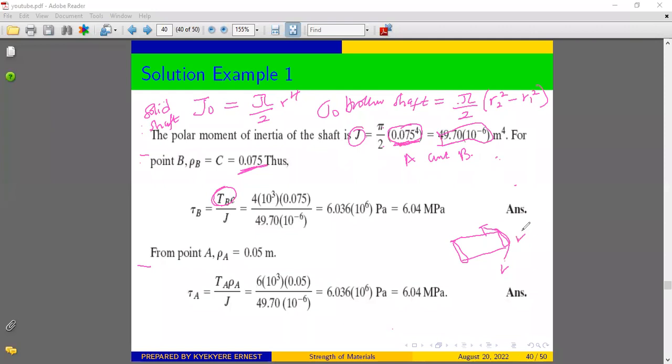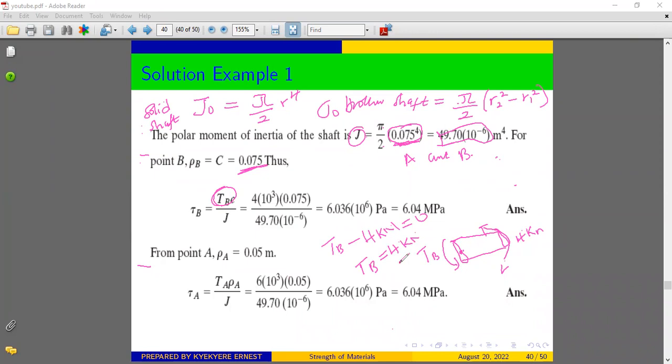And we said that we determine the internal torque. So the internal torque can be here, which we can refer to as TB. So we can say that this TB is going in the anticlockwise. So we can say that TB minus, this is going to the clockwise, so minus 4 kilonewtons is equal to zero. And from there, we can see that our TB is equal to 4 kilonewtons, which is the torque in portion B.